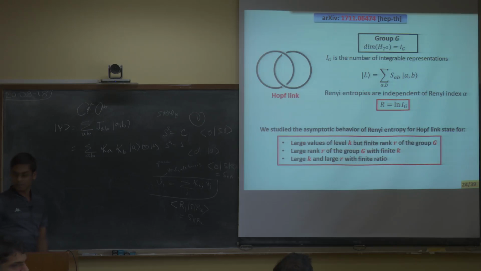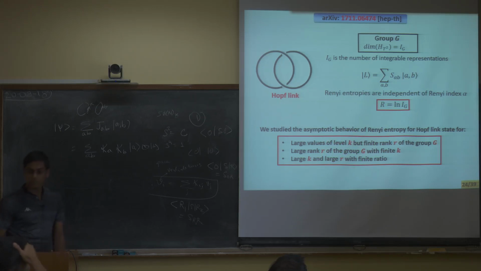So there are some more results. The entropy is the log of the dimension of Hilbert space. This is true for all the groups for the Hopf link, and we have tried to obtain this entropy for large values of the level and large values of rank.